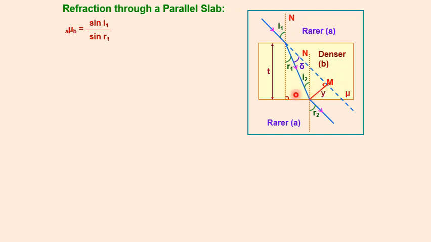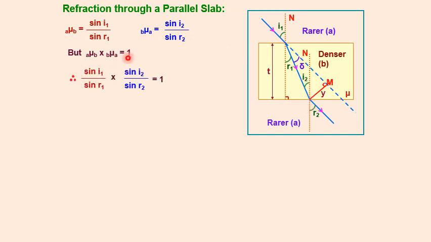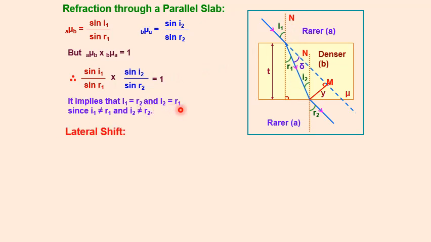So aμb can be written as aμb is equal to sin i1 upon sin r1. bμa is equal to sin i2 upon sin r2. But aμb into bμa is equal to 1. Therefore, sin i1 upon sin r1 into sin i2 upon sin r2 is equal to 1. It implies that i1 is equal to r2 and i2 is equal to r1. Since i1 is not equal to r1 and i2 is not equal to r2, as per the diagram we can see i1 is equal to r1 plus delta and i2 is equal to r2 minus delta.